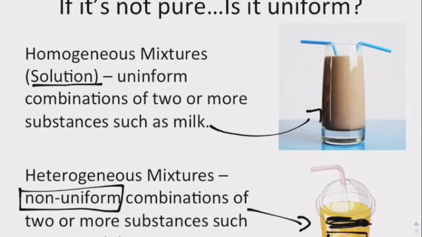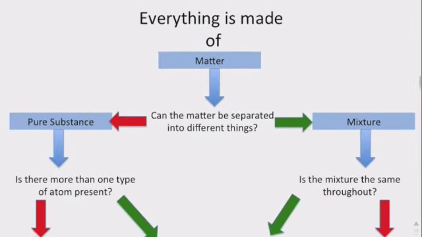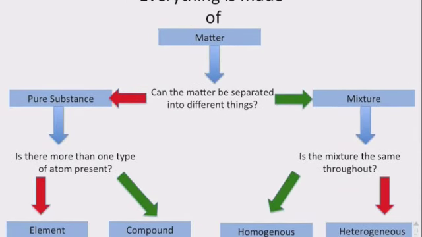It's different than our milk substance here, in that it's not the same throughout. Here we have something floating in it, and so that would be a heterogeneous mixture. And so this is how we break everything down, kind of in a flow chart.